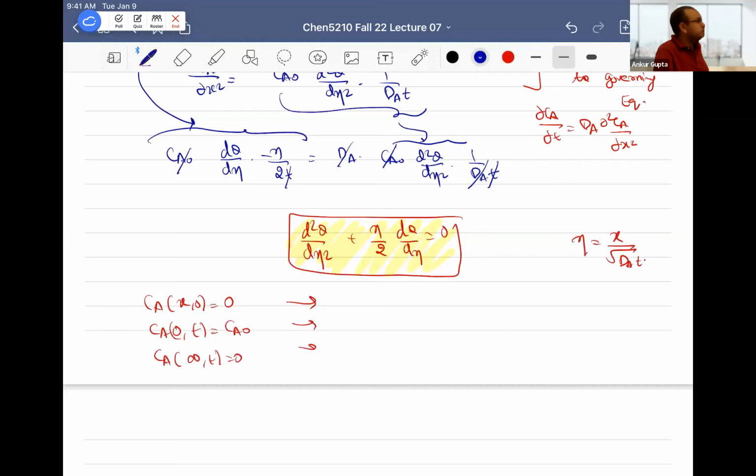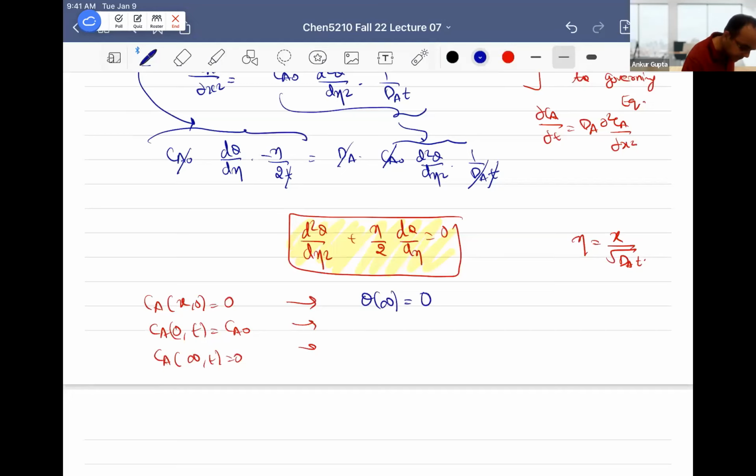So when we have some value of x and time equal to 0, what is the value of eta? Infinity. So I gave away the answer. So this is theta of infinity, which is equal to 0. Just in case somebody missed it, all I'm saying is substitute the value. Put t equal to 0, that's eta infinity, and theta of infinity is equal to 0.